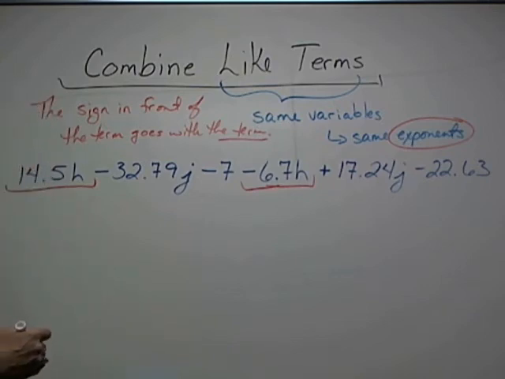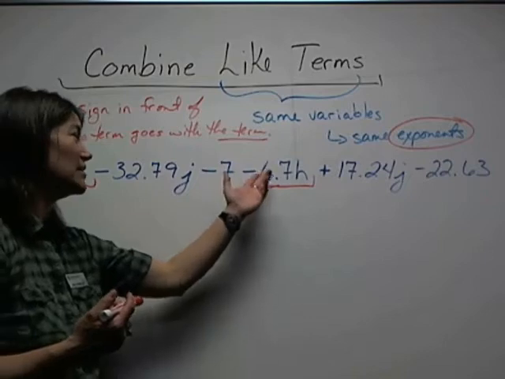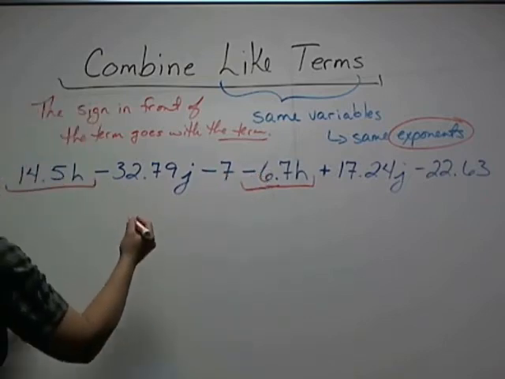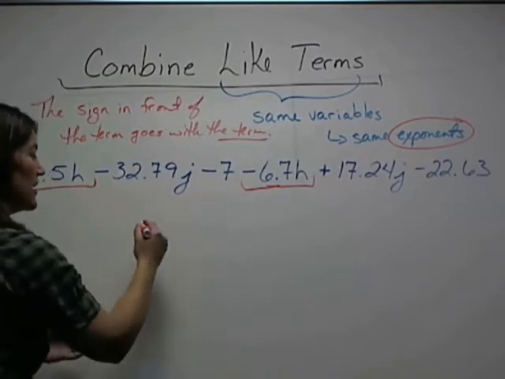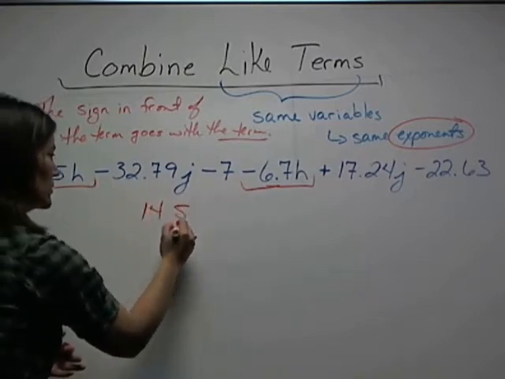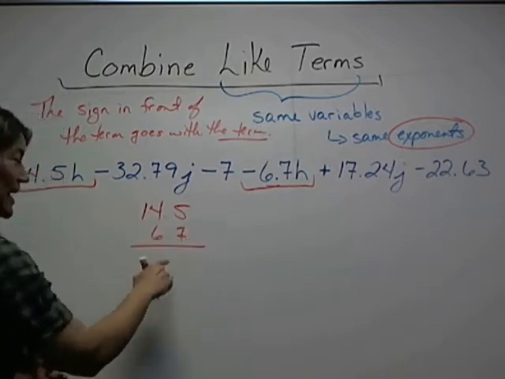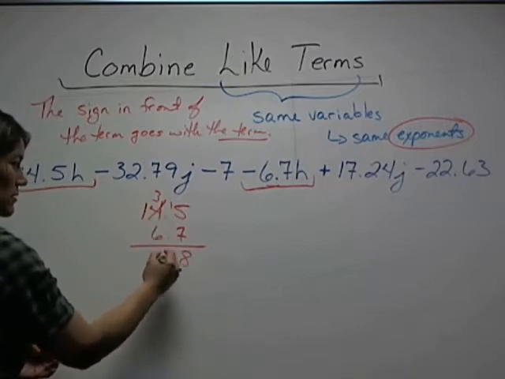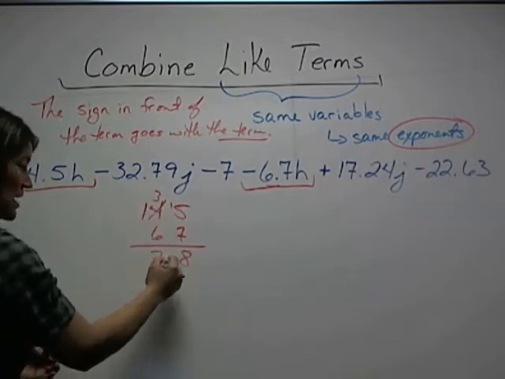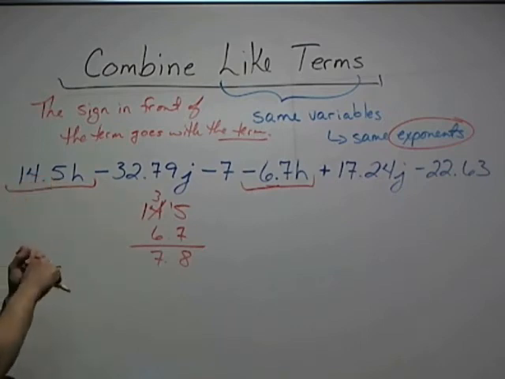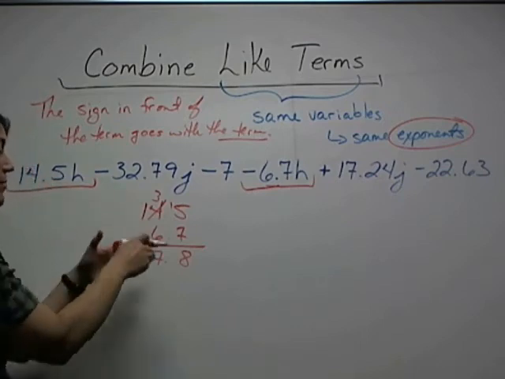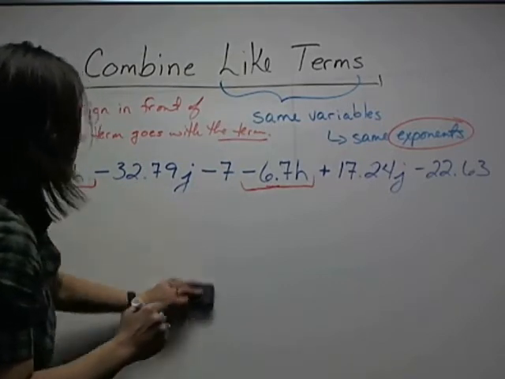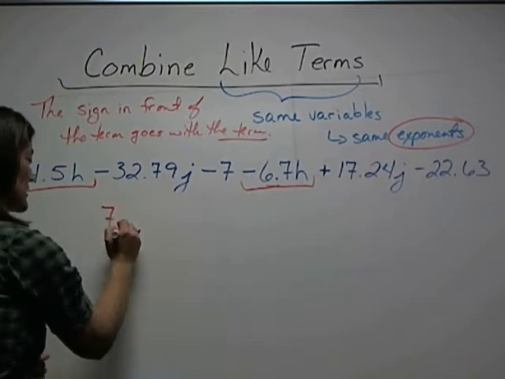So I have 14.5 and I'm taking away, or I'm adding a negative 6.7. Well, one's positive, one's negative. That means that we subtract the two. I can't take 7 from 5, so I'm going to have to borrow. 13 minus 6 is 7. My 14 was positive, and that's the larger number, so my answer will be positive. But don't forget the letter. So I'm now going to erase my work and say, okay, that's going to be 7.8H.